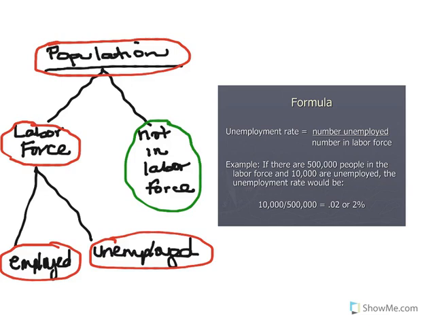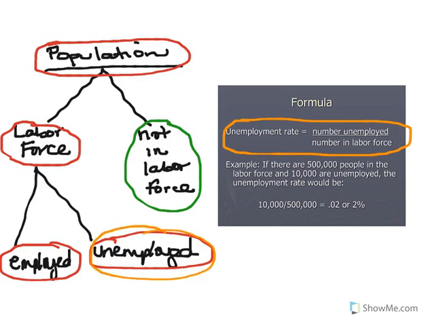Now, the way that we calculate the unemployment rate, you'll see over here, is we take the number of people that are unemployed, so this value right here, and then we divide it by the total size of the labor force, this size right here. And that's how we come up with the statistic you often hear reported in the news as the number of people that are currently unemployed.